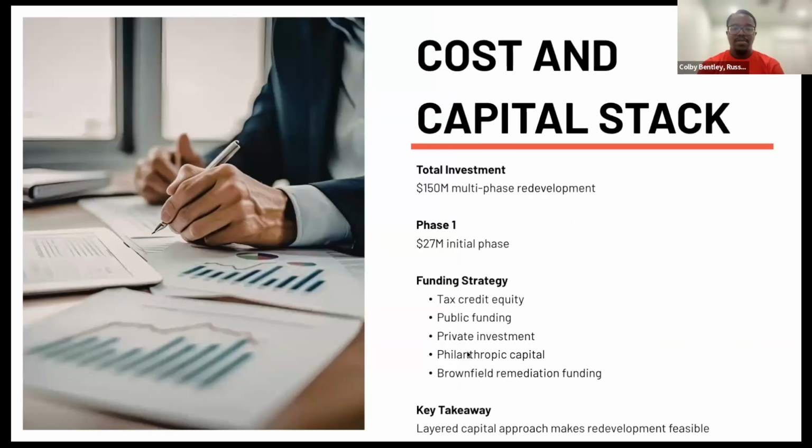And we all know development has its costs. So this is a multi-phase project totaling roughly $150 million. The first phase is going to be about $27 million. This project really uses a layered capital strategy. You have tax credit equity, public funding, private investment, philanthropic capital, and also brownfield remediation funds. The key takeaway here is that it's going to take multiple aligned funding sources to make this project feasible.